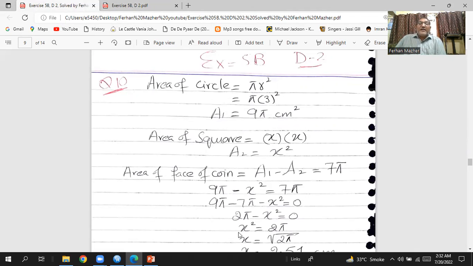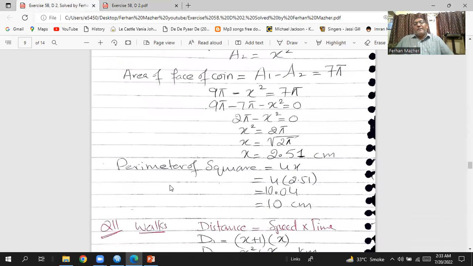That will be equal to 7 pi. So 9 pi minus 7 pi minus x square is equal to 0. So you are left with 2 pi minus x square equals 0. Take this x square to this side. So x square will be equal to 2 pi. So x will be equal to the square root of 2 pi. When you enter this value, square root of 2 pi, the x value will be 2.51.